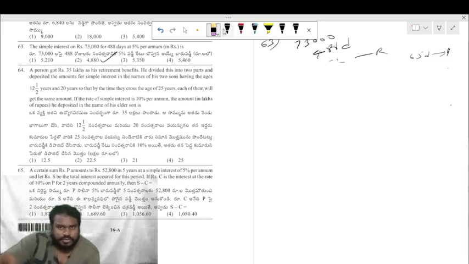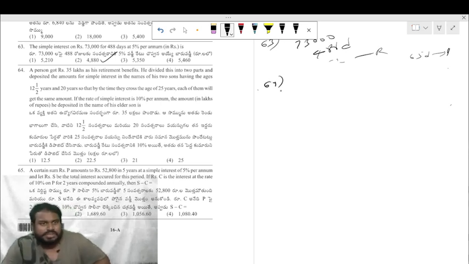Question 64 talks about this. A person got rupees 35 lakhs as his retirement benefit. He divided this amount into two parts and deposited it for simple interest in the names of his two sons, aged 12 and a half years and 20 years, so that by the time they cross the age of 25 years, each of them will get the same amount. With the rate of simple interest at 10% per annum, find the amount he deposited in the name of his elder son.